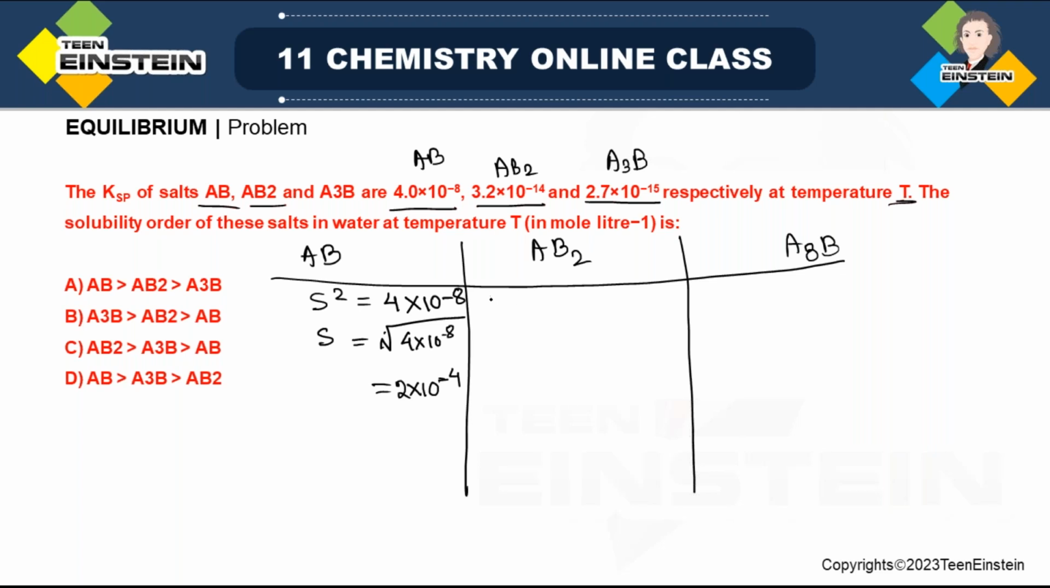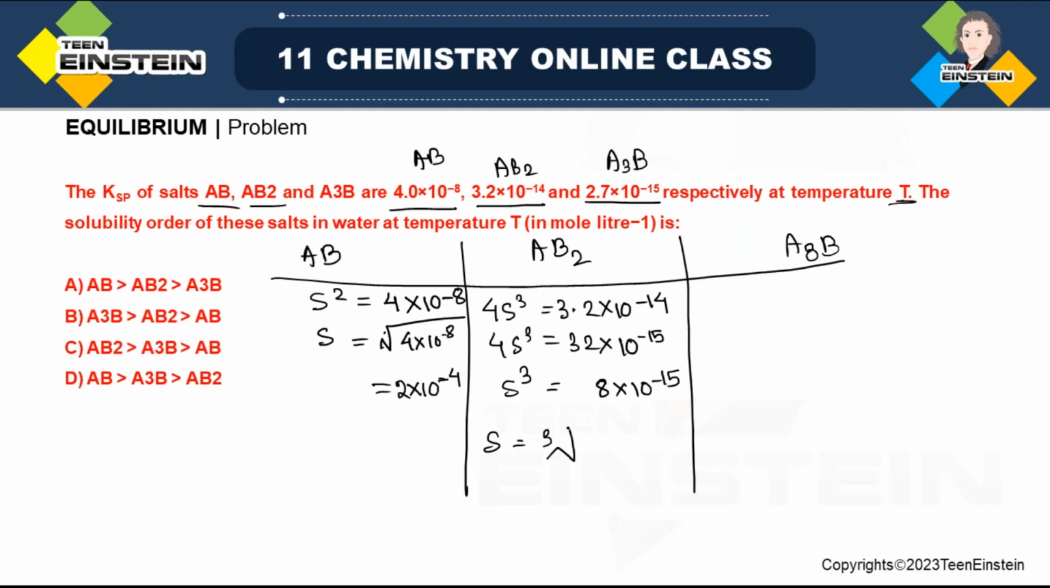Now in the second case, AB2, now it will be 4S cube, 3.2, 10 to the power minus 4. So S, if you write it in this way, it will be easier. What I am doing, 3.2 I am writing as 32 so that it becomes 50. Now S cube will be equal to 8 into 10 to the power minus 15. So S will be cube root.